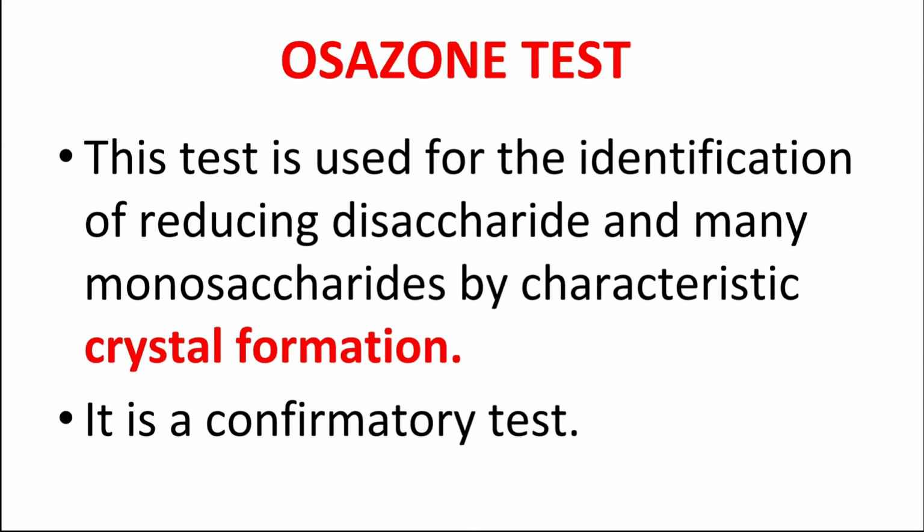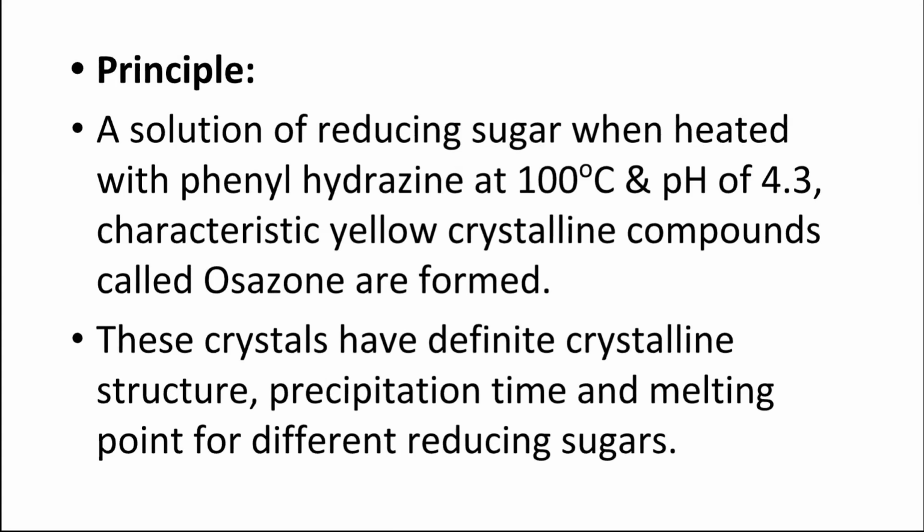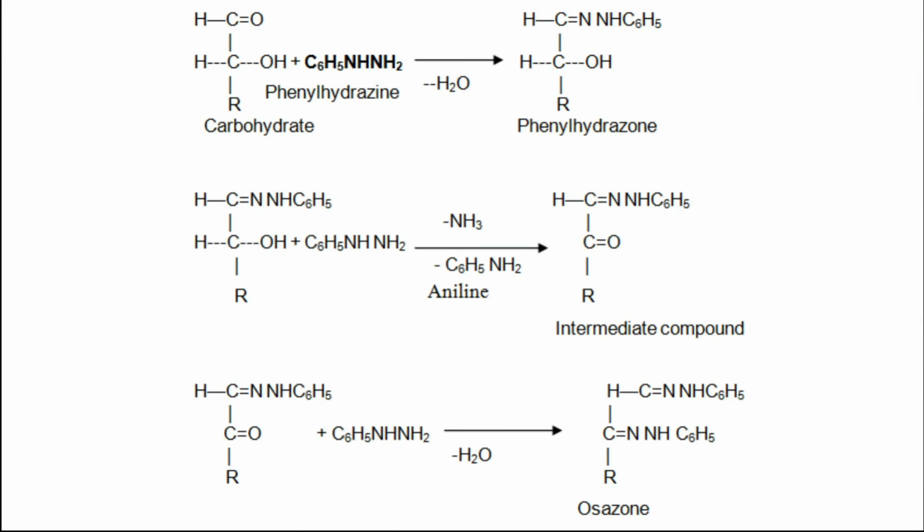So what is the principle? A solution of reducing sugar, when heated with phenylhydrazine at 100 degrees centigrade and pH of 4.3, forms characteristic yellow crystalline compounds, which we call osazones. These crystals have a definite crystalline structure, precipitation time and melting point for different reducing sugars. So different kinds of reducing sugar will give different kinds of crystals. In the flow chart, carbohydrate combines with phenylhydrazine, creates a phenylhydrazone, then again combines and creates an intermediate compound, and again combines and ultimately makes the osazone.